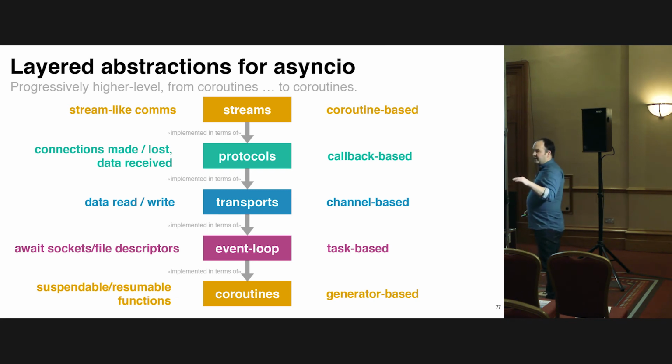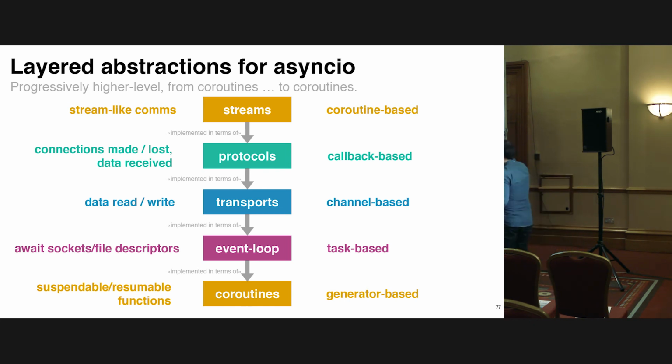Async IO then gives us a thing called transports on top of that for moving data around over blocking channels. On top of that, it layers a thing called protocols, which is a callback-based API for dealing with blocking data. So it will call us back when data is available. I'll show you an example of this in a minute. And then on top of that, it layers a thing called streams, which remarkably are now coroutine-based again, right?